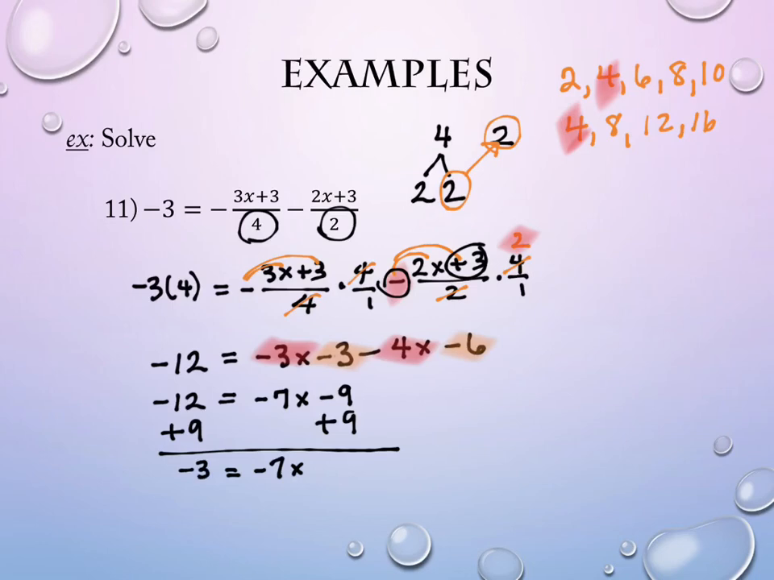Negative 3. It doesn't end up working out to be very nice, does it? Oh, there's a typo in my work. That's why. When I copied from one place to the next. All right, and then what? Divide by negative 7. It's not quite as ugly as the last one still.